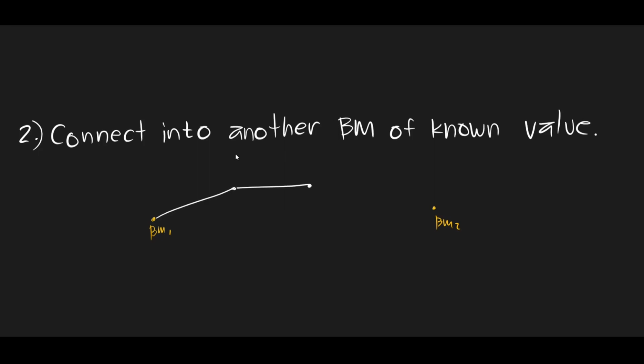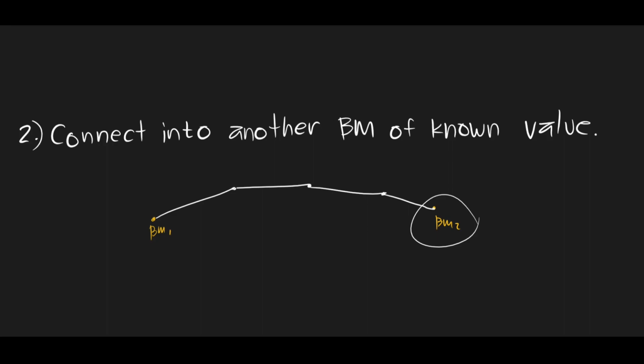As you go through your leveling route, you check with BM2. If you get the original, known coordinates of BM2, then you don't have misclosure. But if there's a discrepancy, then you definitely have misclosure. So what do we do with these errors of misclosure? We distribute them, and it depends on what method you want to use. But before we distribute the error, we must first verify if the misclosure is permissible.